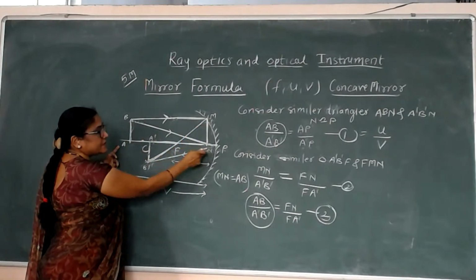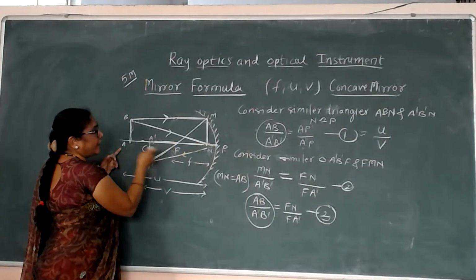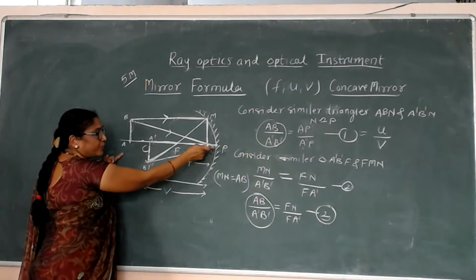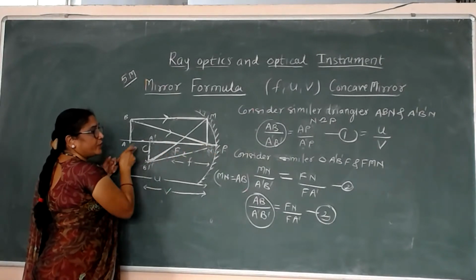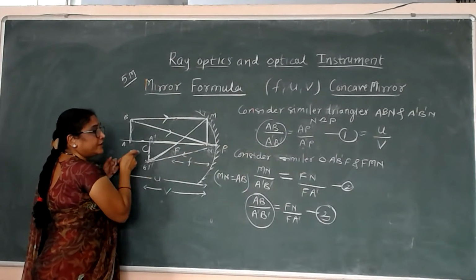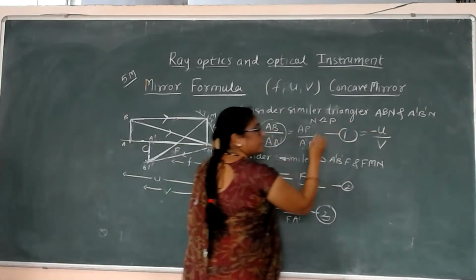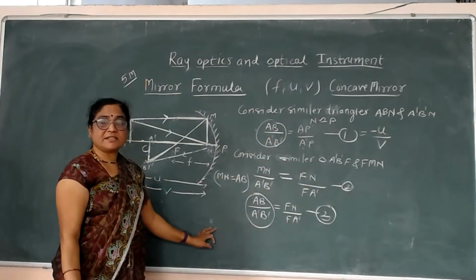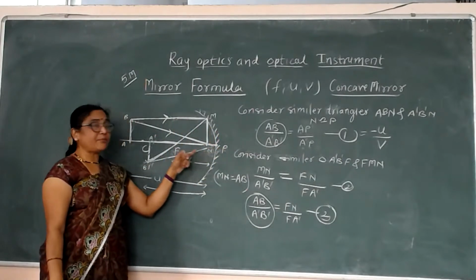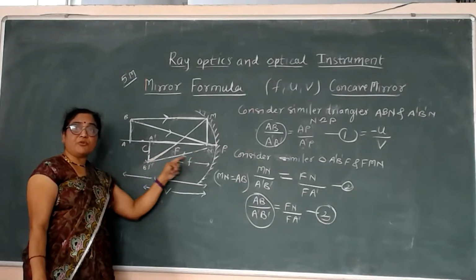When we measure this object distance, we take it from P to A. Means we move from P to A in the opposite direction. So to measure the distance from P to A, the arrow mark is opposite. Therefore, the object distance is considered to be minus, because the direction of the incident ray is in this direction and we measure the distance from the pole in the opposite direction.